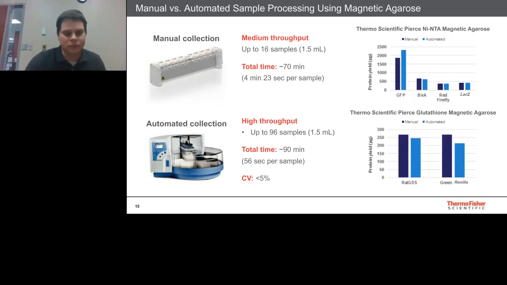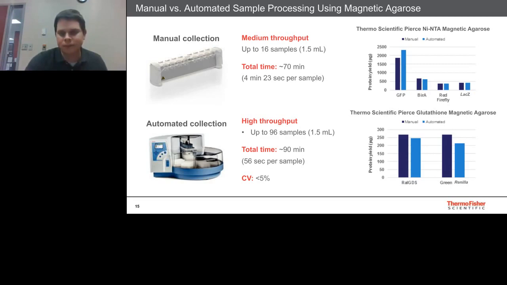Pierce magnetic agarose beads perform similarly in manual or automated methods. His-tagged and GST fusion protein purifications had similar yields for manual purifications or automated purifications, and less than 5% variance between triplicate purifications on the Kingfisher platform.